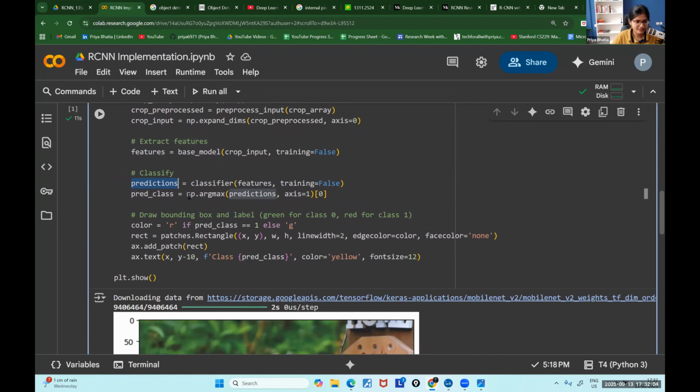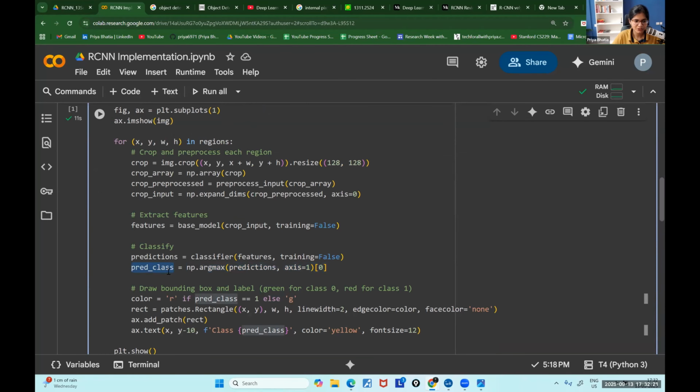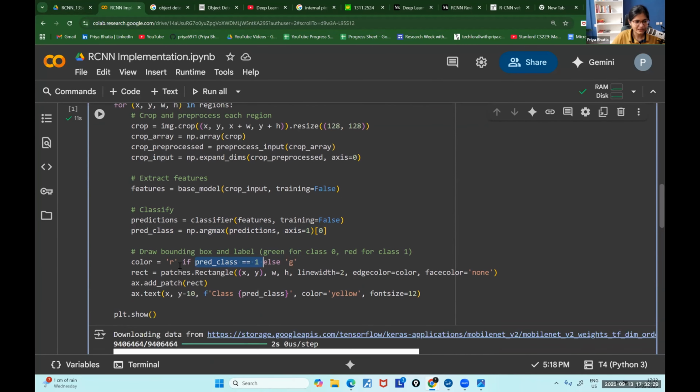Once you get the predictions, this is what we have covered in our last class as well. Now, in our model, if we have two classes, it will check what is the probability of the highest class. Whichever class has the higher probability, it is classified as that. If the predicted class equals 1, we define the color as red, otherwise green. We are defining only two colors because we are working on only two classes for now: class 0 and class 1. So here we are defining the color of that bounding box.